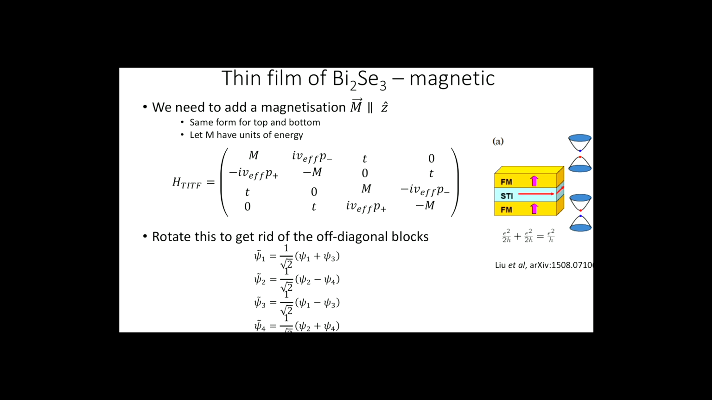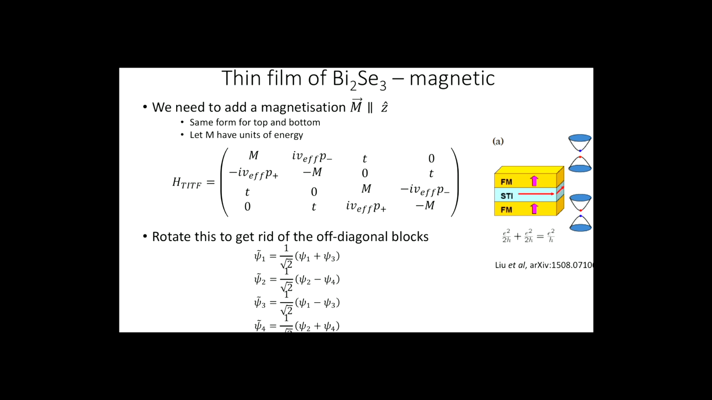Because of this so-called proximity effect, when you put a ferromagnet on top of some other material which is non-magnetic, some of the magnetization leaks into this topological insulator, in a small region near the interface here, and in a small region near the interface here. This is called the proximity effect. Intuitively, it's quite simple to visualize. Now, we have a magnetization that couples to sigma z, so that's basically a Zeeman term. That will have exactly the same form for the top and the bottom.